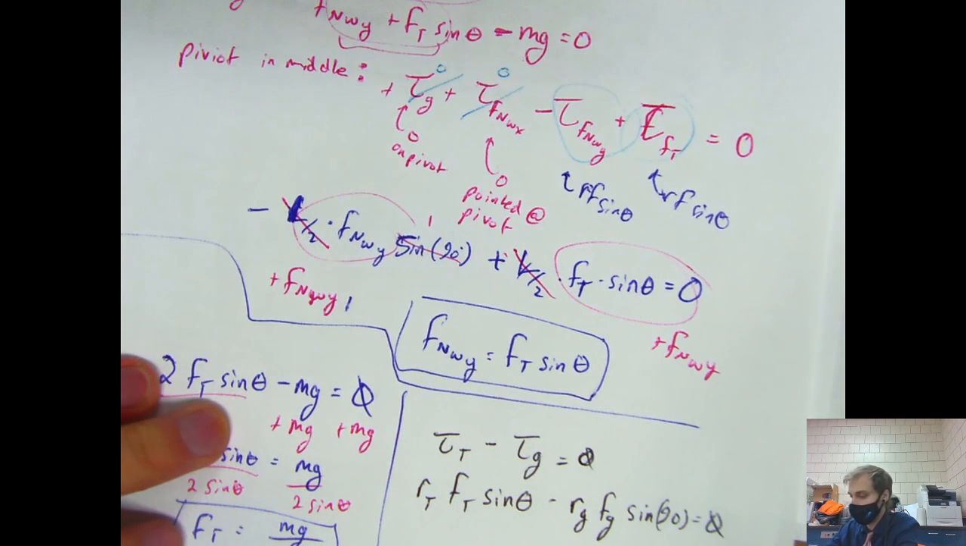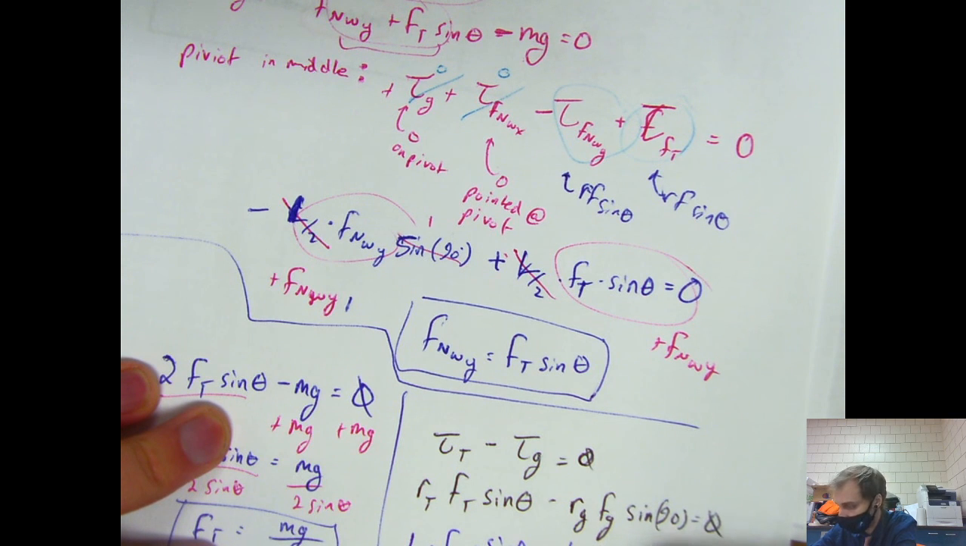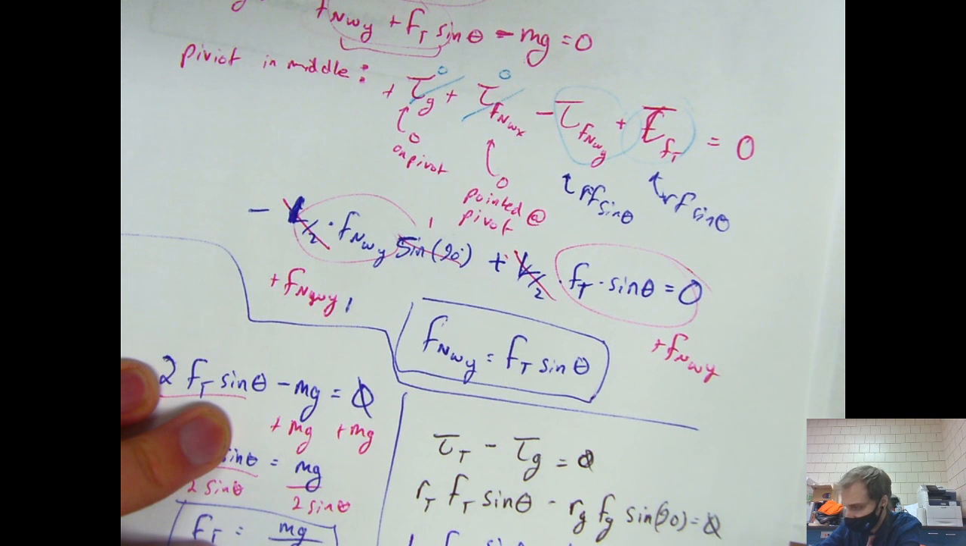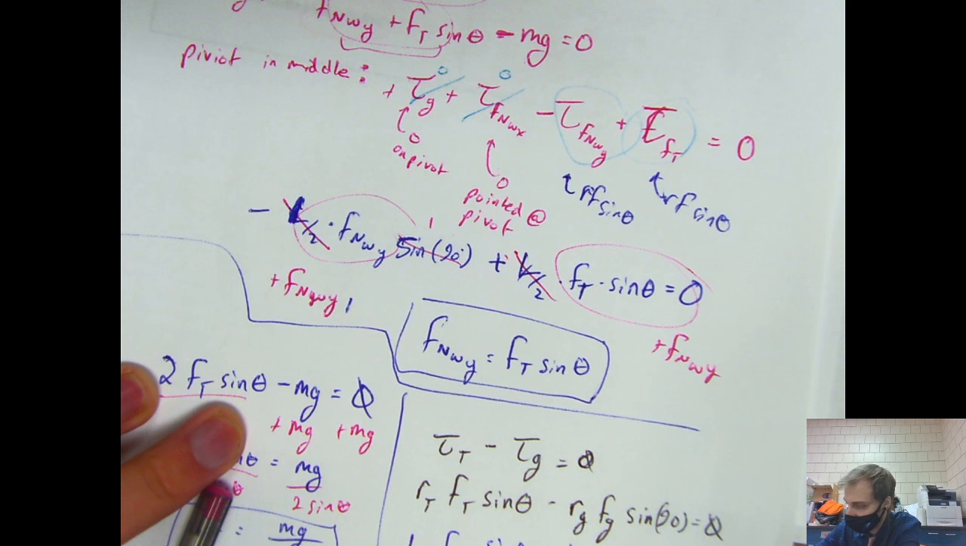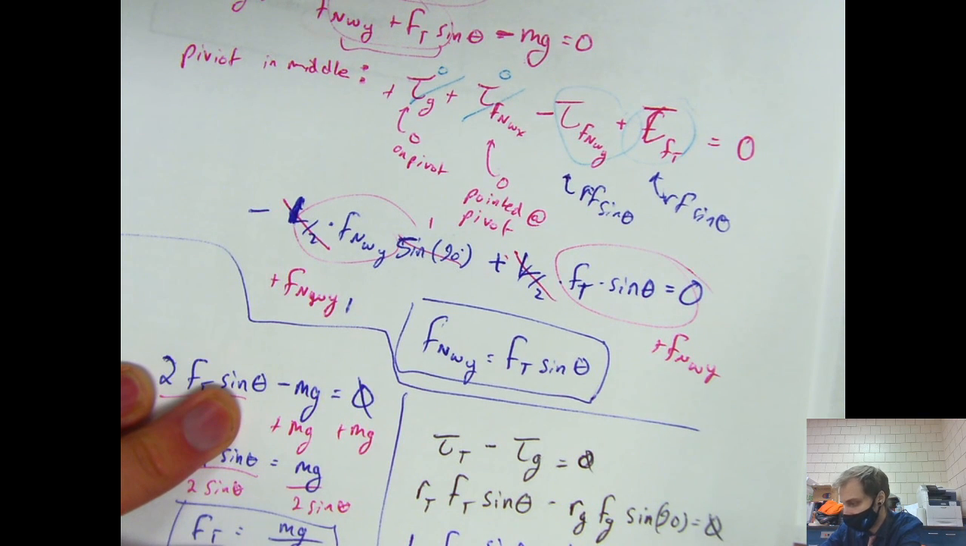So when I go ahead and plug in, we'll wind up with L times the force of tension times the sine of theta, minus L over 2 times mg. Sine of 90 is 1, so I don't have to care about it. Add L over 2 mg to both sides. That'll give us L times the force of tension times sine theta equals L over 2 times mg. Divide each side by L sine theta, and we've arrived at the same answer.